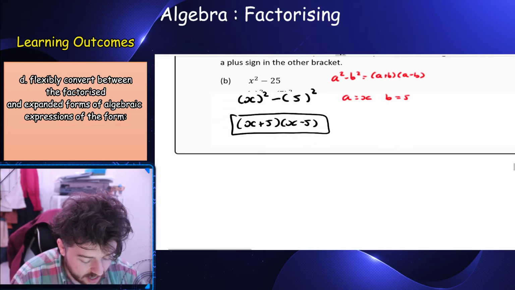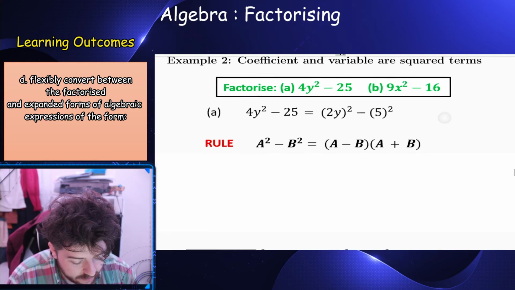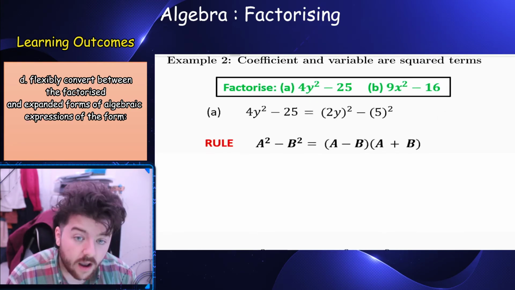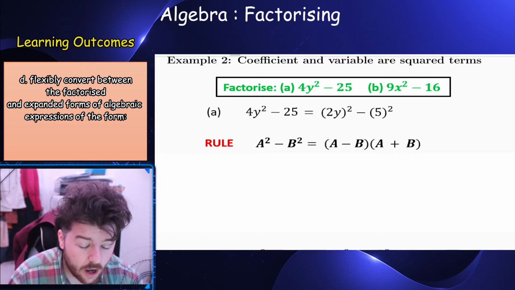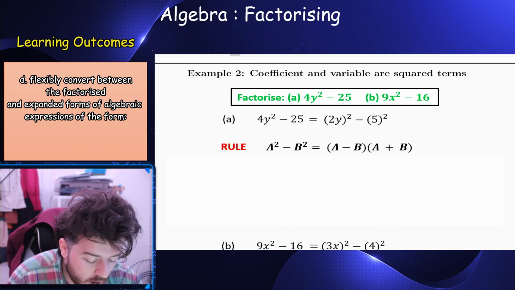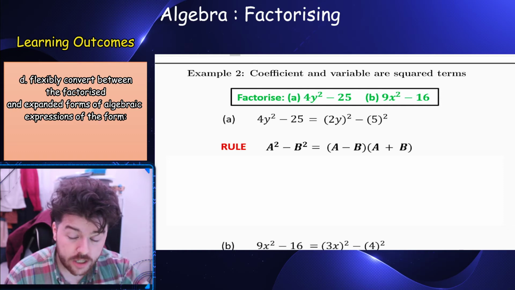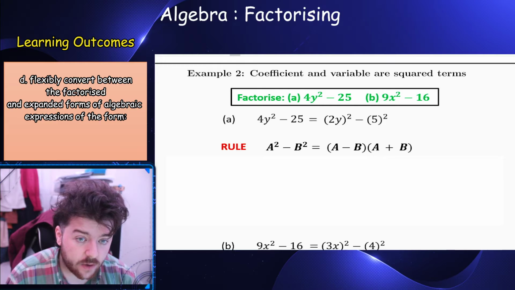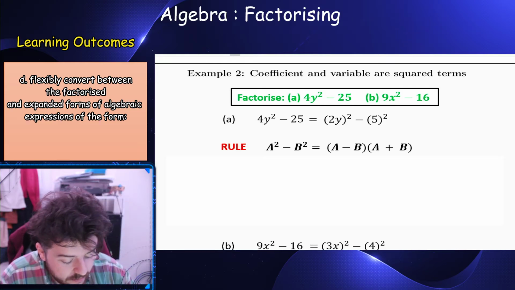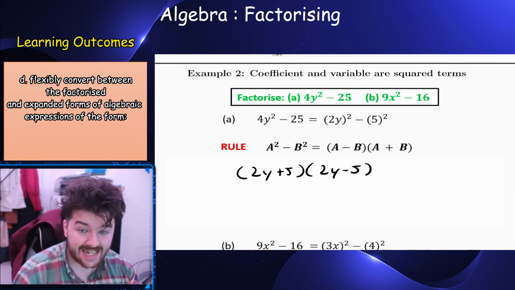That's fully factorized. Now, as I was saying before, sometimes we can have a coefficient and the variable that are both square terms this time. So look here, 4y squared minus 25. 4y squared can be written as 2y all squared because 2 squared is 4 and y squared is y squared. And 25 can be written as 5 squared. Remember my rule here. So open up my brackets, it'll be 2y plus 5, 2y minus 5. And that's it. Bada boom, bada bing. Done.